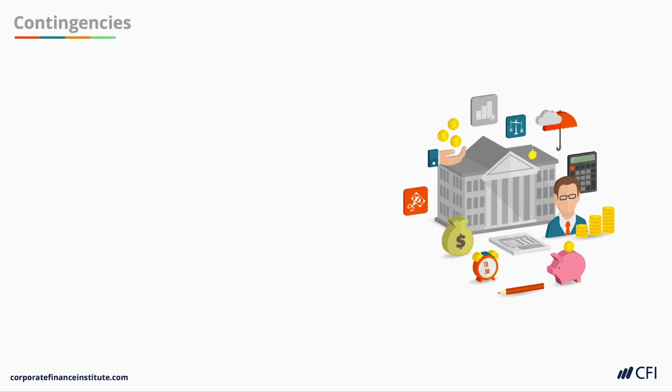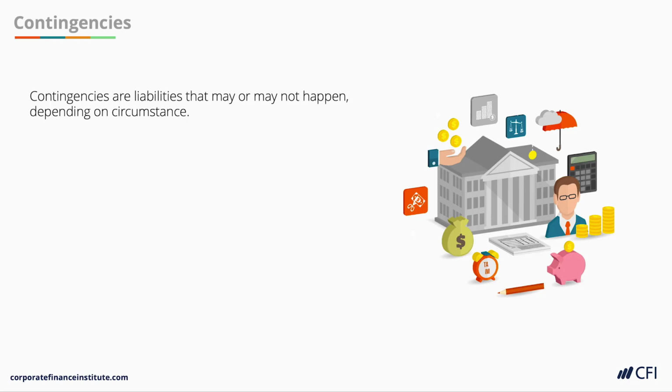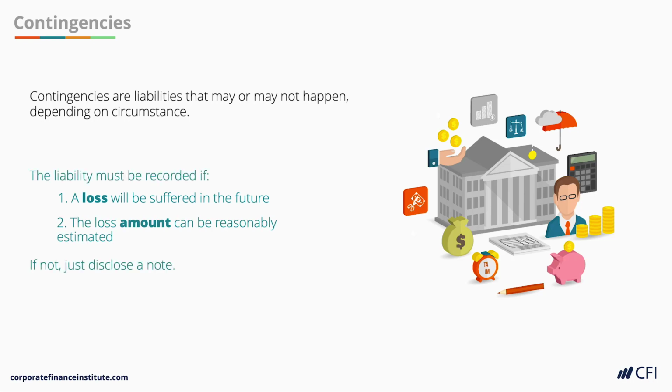Contingencies are things that may or may not happen, depending on certain circumstances. Readers of financial statements would want to know if there was likely to be a circumstance that could result in the company being liable. When it's likely a loss will be suffered in the future, and the amount can be reasonably estimated, then the contingent liability must be recorded on the balance sheet. An example of a contingency would be a lawsuit that's been taken against a company.